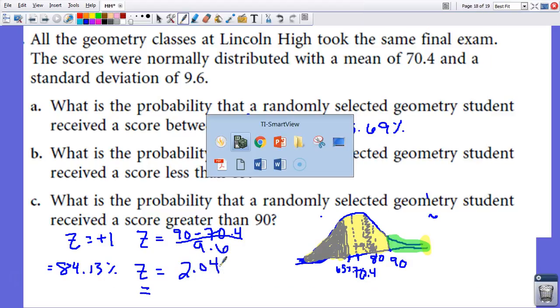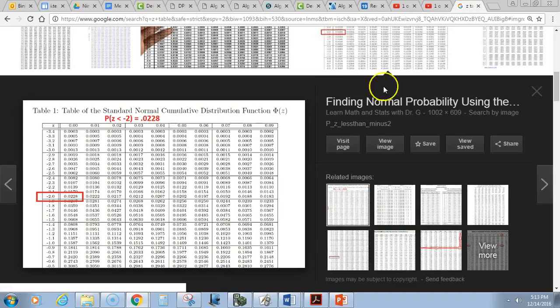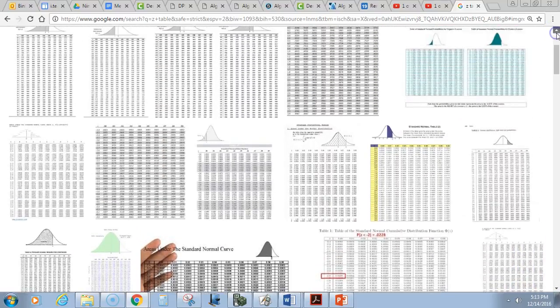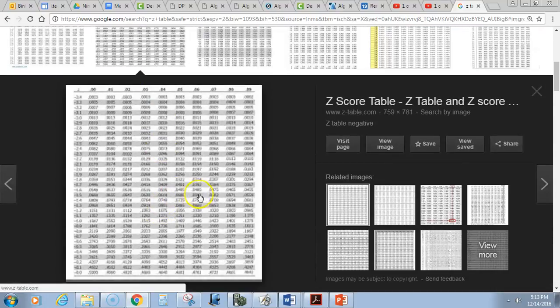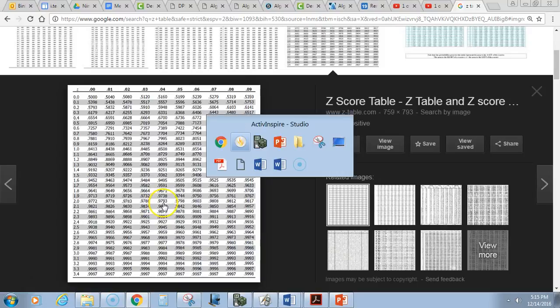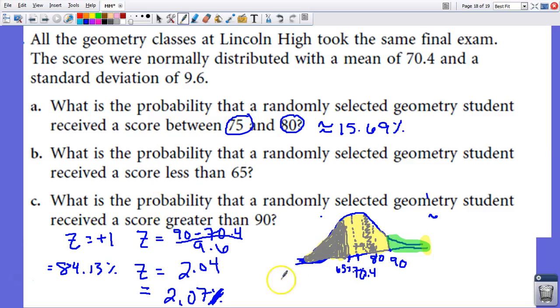So let's look at our table. Oh, now we've got to go back up to the positive numbers. Good Lord, I hope you have your z-table right in front of you. It'd be so much easier. Oh, there's the negative numbers. So I'm going to find 2.04. So 2.0, 1, 2, 3, 4. 0.9793. And that's going to be all that yellow, right?